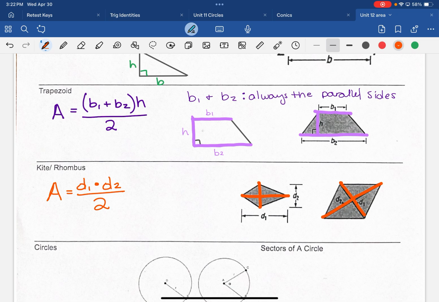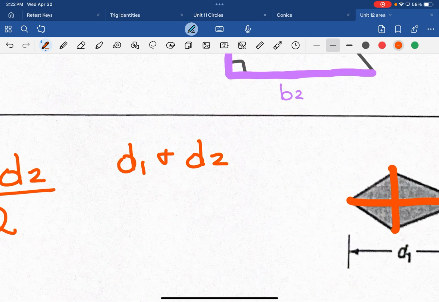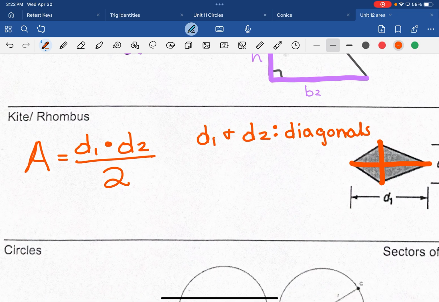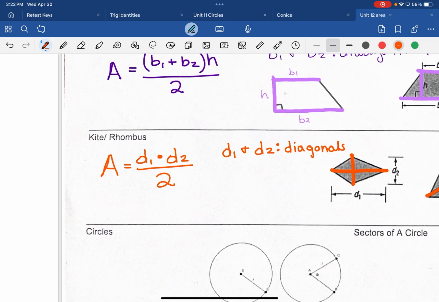Because I put over here diagonal 1 and diagonal 2. That is not doing diagonal 1 plus diagonal 2. I'm saying diagonal 1 and diagonal 2. D1, D2 represents diagonals. Well, when I write this piece down, not everybody, but people want to change the formula to diagonal 1 plus diagonal 2. We're multiplying them, okay? Any questions on that?